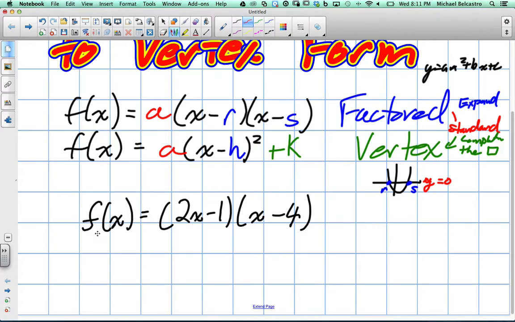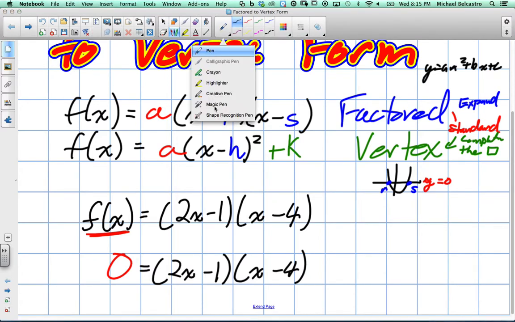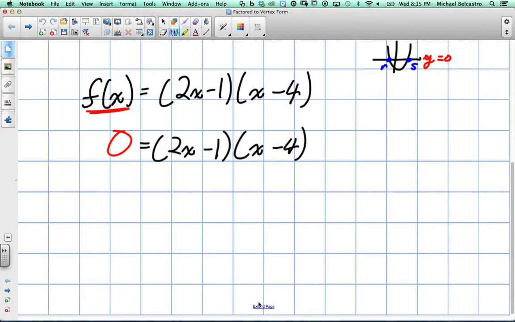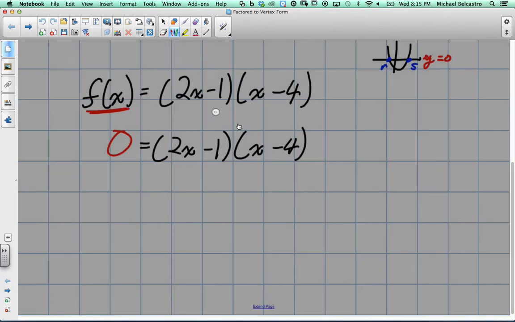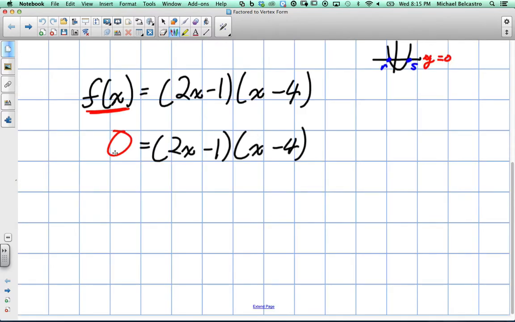So f of x is essentially our y value. So we're going to replace f of x with 0. 0 is equal to 2x minus 1, and then x minus 4. So we set it equal to 0, like we said. And when you set something equal to 0, these brackets essentially mean a number. They represent a term, like say maybe it was term z times term w. In order to multiply two numbers together and get a 0, one of them must be 0, because there are no two nonzero numbers that give you a 0 when multiplying.